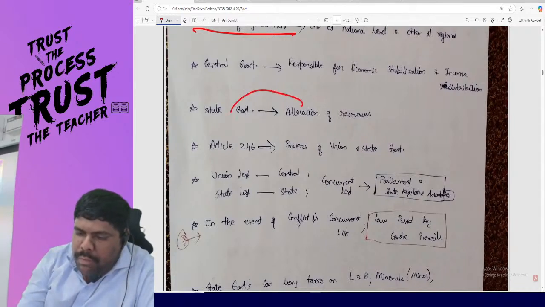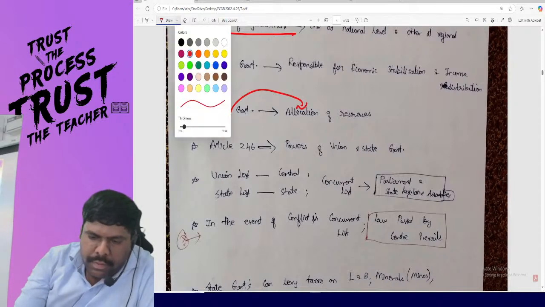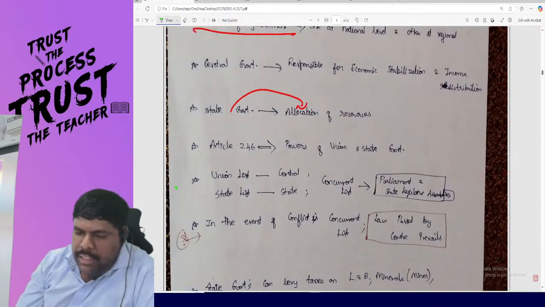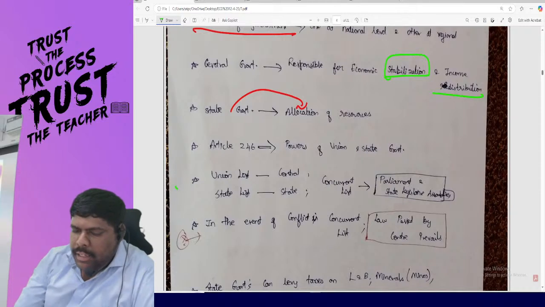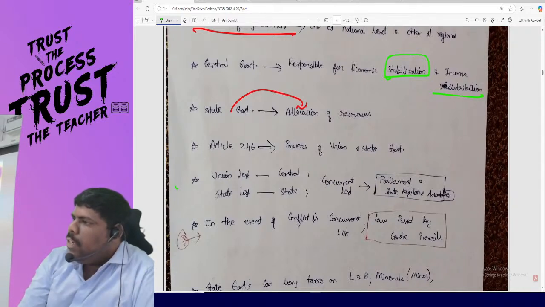Central government performs 2 major functions, or let us start from the state government. State government will perform only the allocation activity, whereas central government will perform stabilization and distribution. See, it is not that one government has the upper hand. It is based on the Constitution of India.